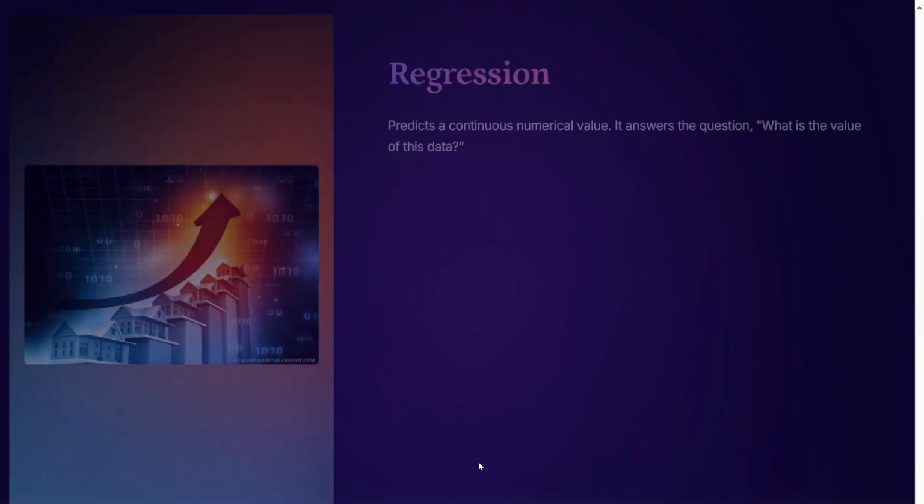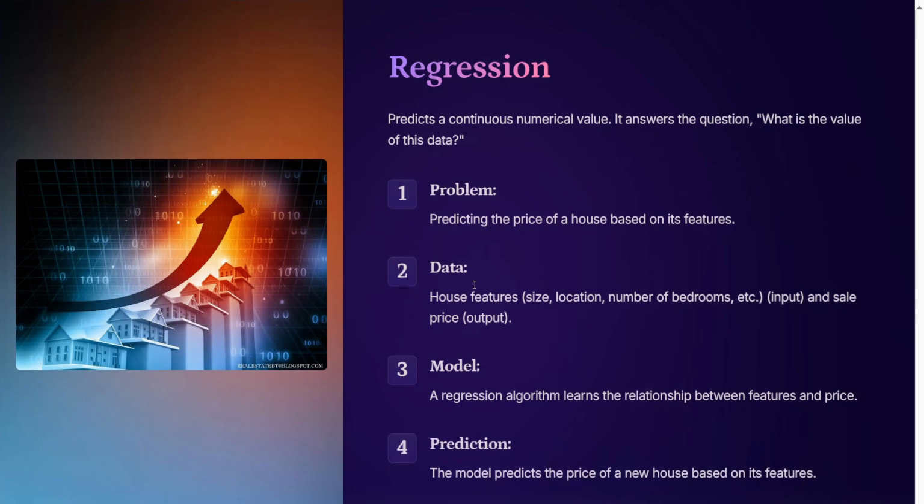Next, we'll look at regression and see how it differs from classification. Regression is about predicting a continuous numerical value, whereas classification was about predicting the category, or class of the data point.